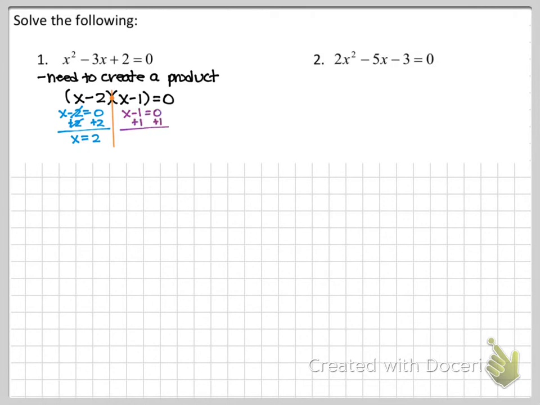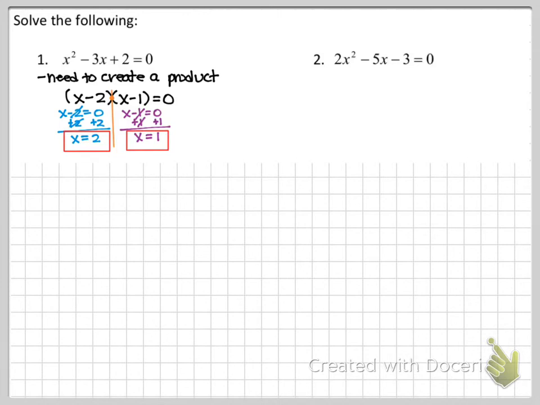And since we're not sure which one it is, we need to make sure that we list both possibilities. So x equals 2 or x equals 1. And we write both answers because they are both possibilities. Take a look at question number 2.